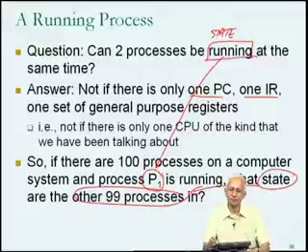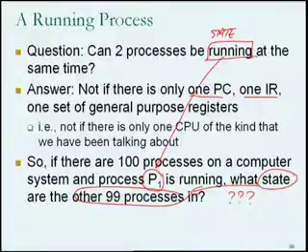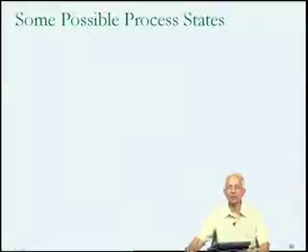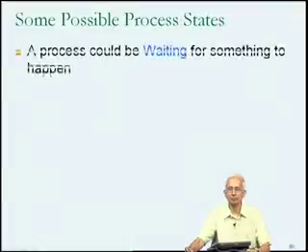Up to this point in time we have seen only one state a process could be in, the state of being in the CPU, its instructions executing, its data changing. So, we need to learn about other states that a process could be in. What are some other possible process states? That is what we need to get a handle on next.